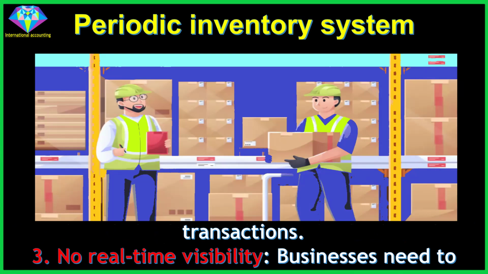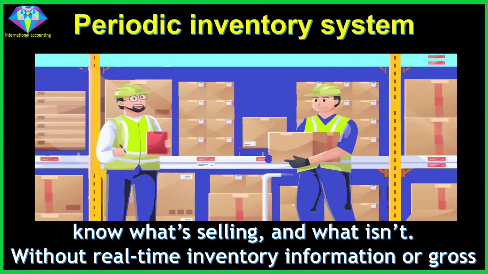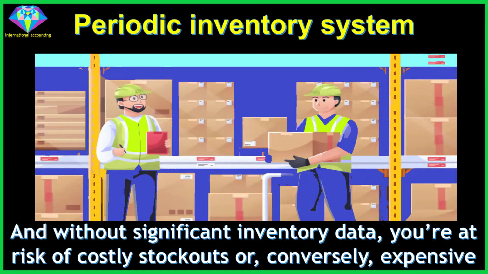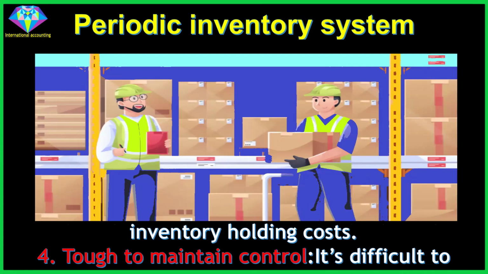3. No real-time visibility. Businesses need to know what's selling and what isn't. Without real-time inventory information or gross profit data, it is difficult to optimize operations for greater business success. And without significant inventory data, you're at risk of costly stockouts or, conversely, expensive inventory holding costs.